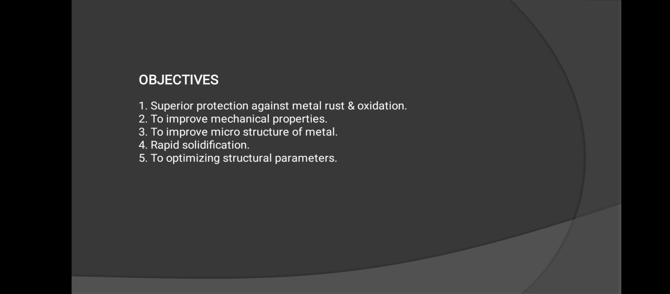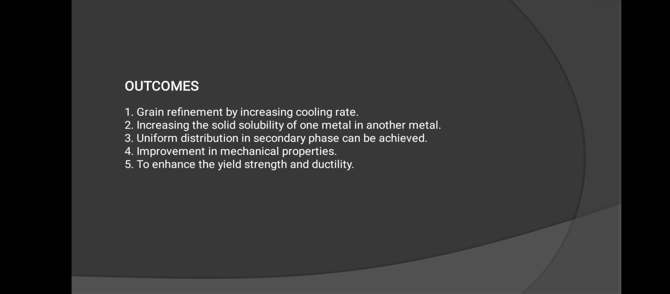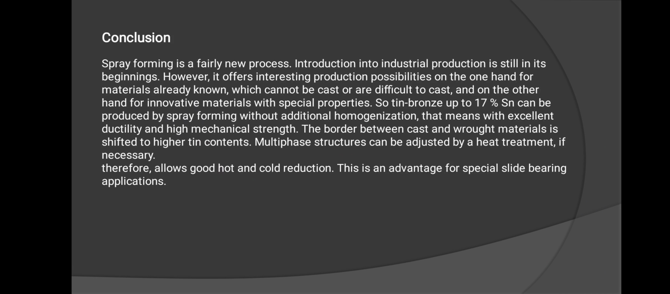Objectives: the objectives are superior protection against metal rust and oxidation, to improve the mechanical properties, to improve the microstructure of metal, rapid solidification, and to optimize structural parameters. Outcomes: some of the outcomes are grain refinement by increasing cooling rate, increasing the solid solubility of one metal in another metal, uniform distribution of secondary phase can be achieved, and improved mechanical properties to enhance the yield strength and ductility.